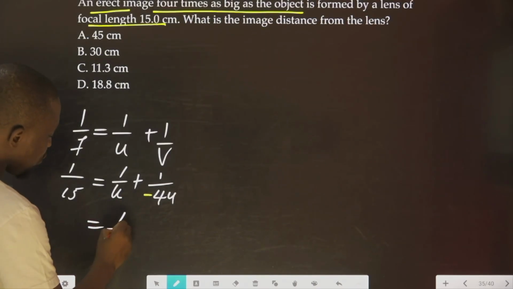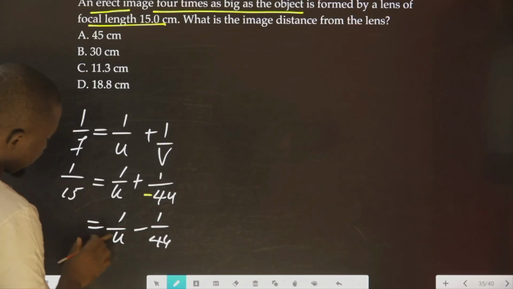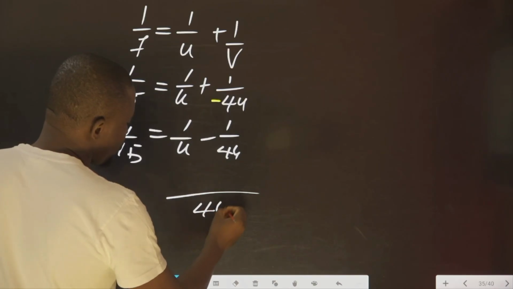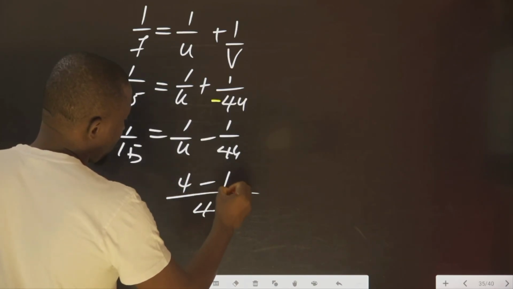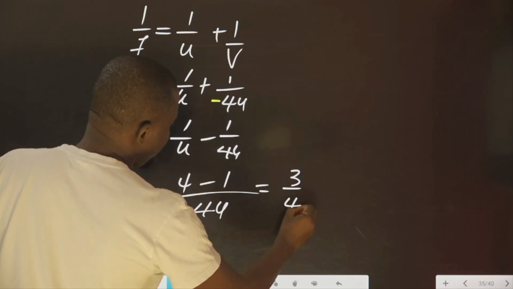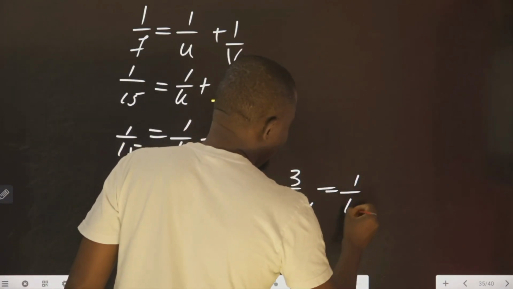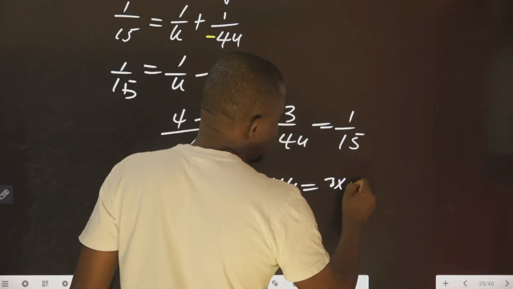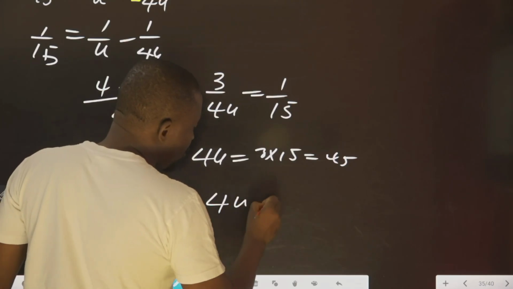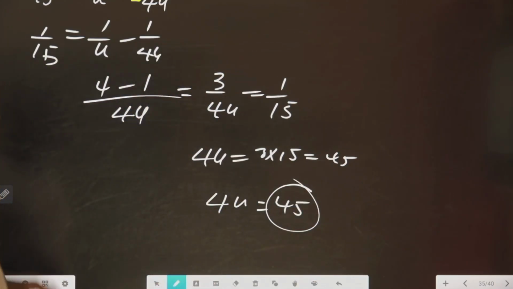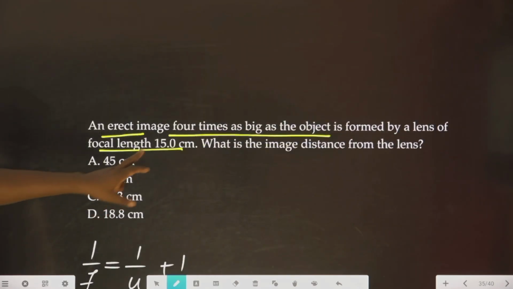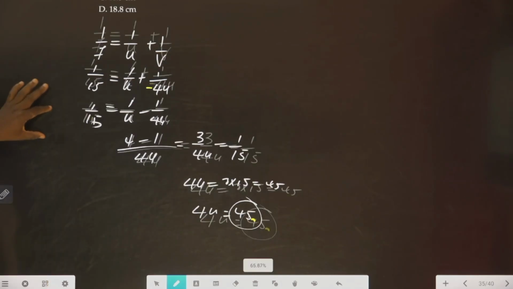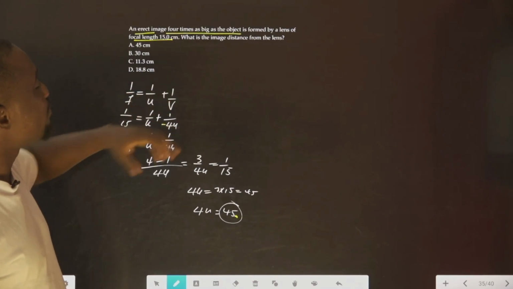Therefore, it's 1 over u minus 1 over 4u. So what we need to do now, we continue. If you solve this now, you agree with me. This will simply give us 4 minus 1, which is 3 over 4u, equals to 1 over 15. You cross multiply, it's 4u equals to 3 times 15, which is 45. It means that 4u is equals to 45. We are told that the image is 4 times. Okay? So the meaning of 4 times is 45. Because the question says what? What is the image distance from the lens?